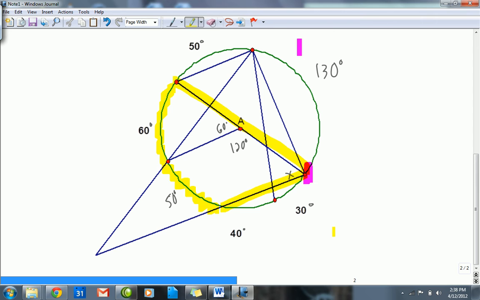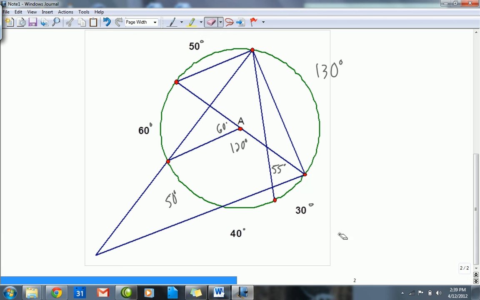Okay? So now I have all the information I need. I know the type of angle. It's an inscribed angle. The vertex is on the circle. The measure of the arc it cuts is 60 plus 50, which is 110. So therefore the measure of this angle is half of the measure of the arc that it cuts. So that gives me 55 degrees. Half of 60 plus 50 is half of 110, which is 55. So this angle here is 55 degrees.